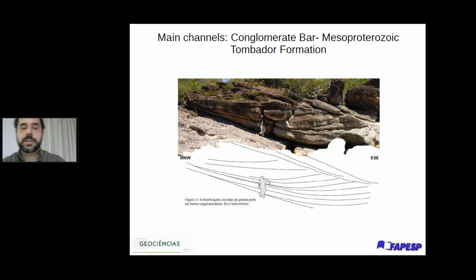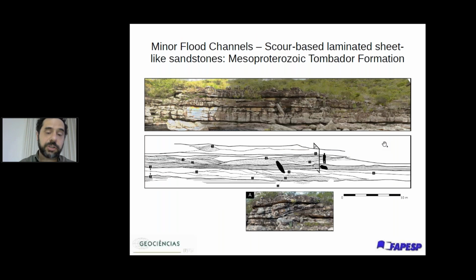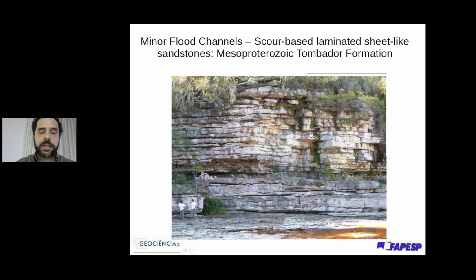At some parts of the system, there are lots of coarser grained fluvial bars, conglomerate bars. At other parts, channels go much wider and shallower. That's what we call the minor channels. And in most of the succession, what we find is those laterally extensive cross-stratified sandstones, which are typical of the classical sheet-braided model.